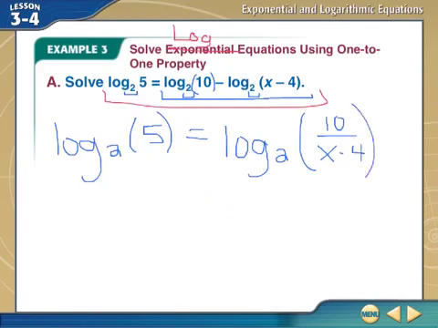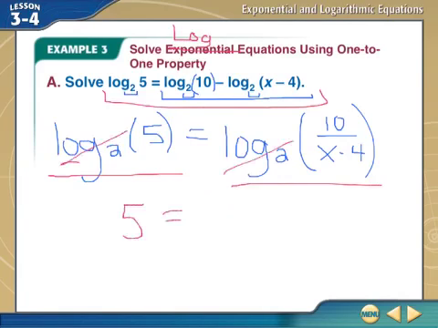Now I'm going to use the one-to-one property since I'm down to a single log on both sides, and log base 2 of 5 is equal to log base 2 of 10 over x minus 4. Basically, what we're saying is that my inputs have to be equal. Some people cancel out those logarithms because if the two sides are equal and both logarithms have the same base, then our inputs are equal, and ultimately we're trying to solve for x.